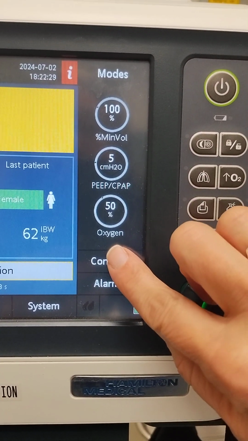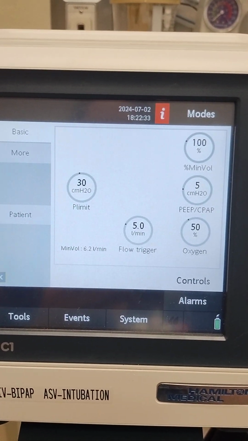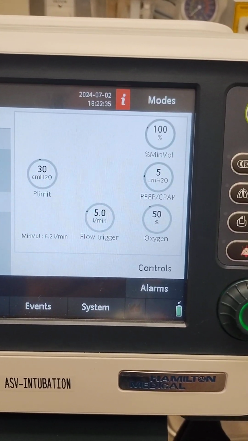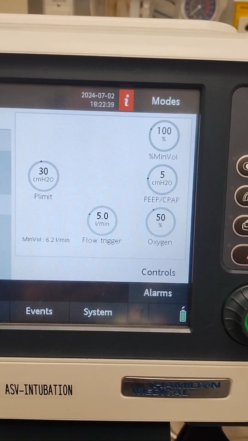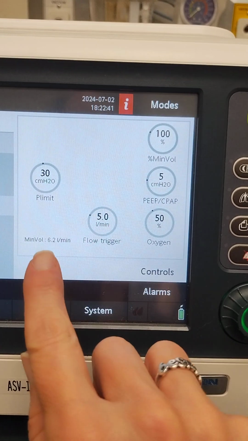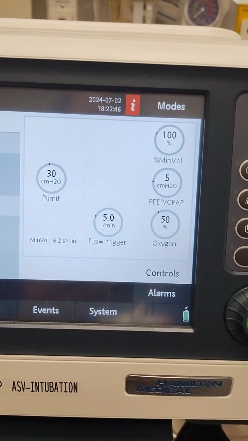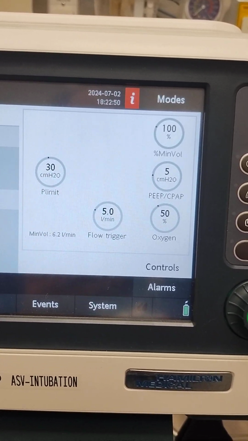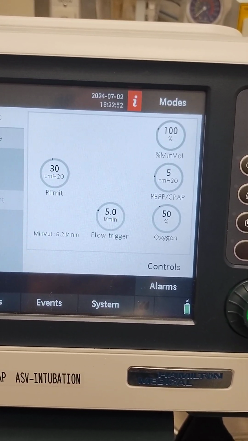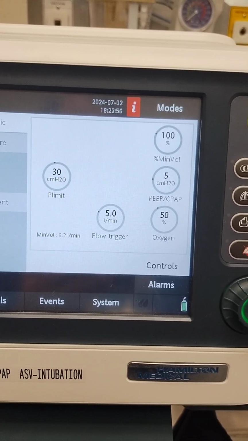So when we go here to controls, we'll be able to open that up and see what we've got set here. At this point, with the particular ideal body weight and gender that we have dialed in for our patient, in this mode, the ventilator is going to deliver 6.2 liters per minute. The minute ventilation is the respiratory rate times the tidal volume, and in this mode, it's going to adjust based on the minute volume percent that you have dialed in.